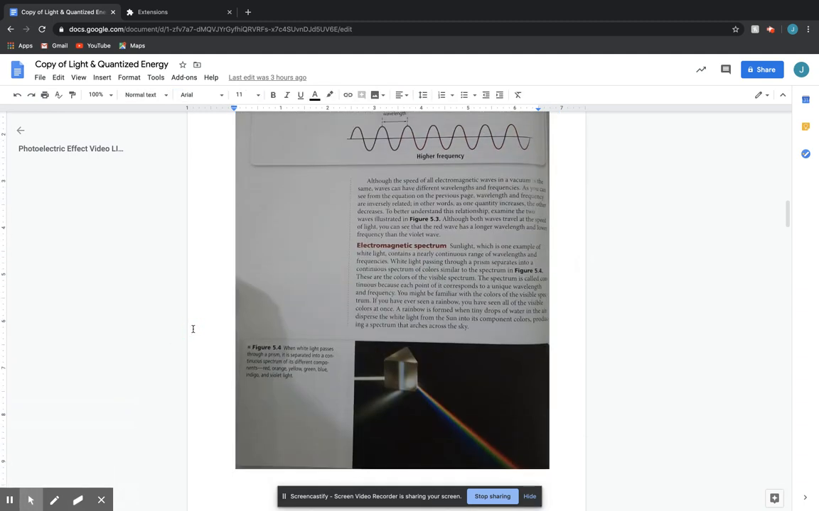Although the speed of all electromagnetic waves in a vacuum is the same, waves can have different wavelengths and frequencies. As you could see from the equation on the previous page, wavelength and frequency are inversely related. In other words, as we explained, as one quantity increases, the other decreases.